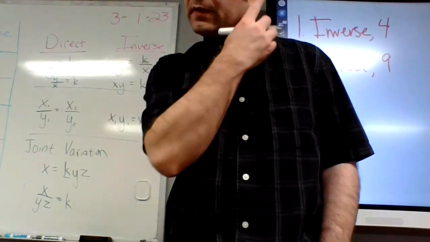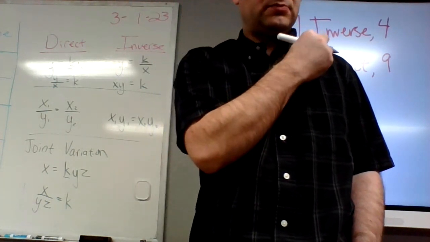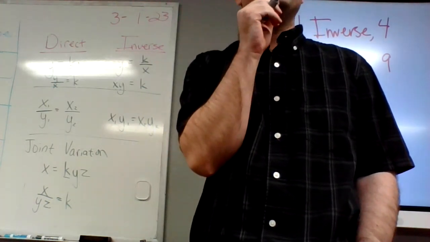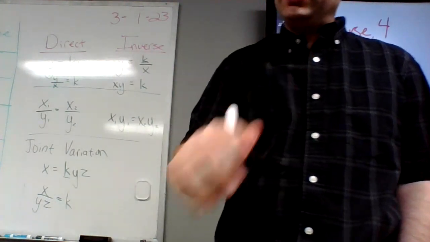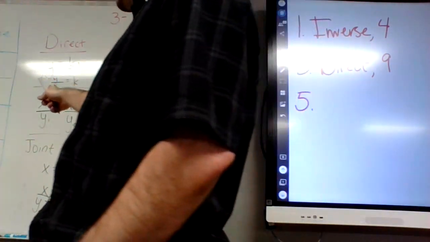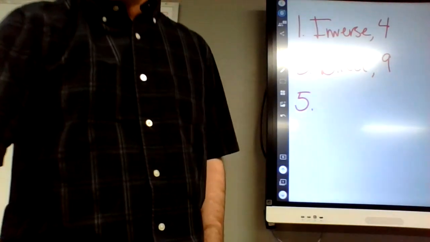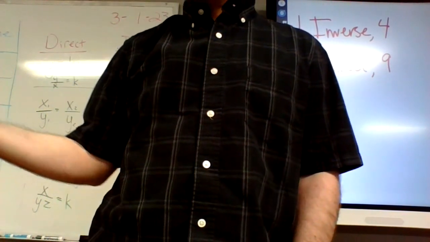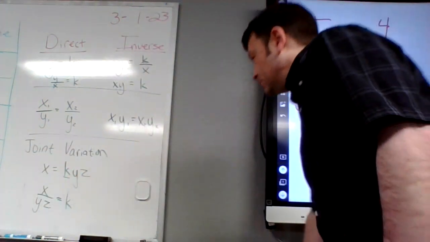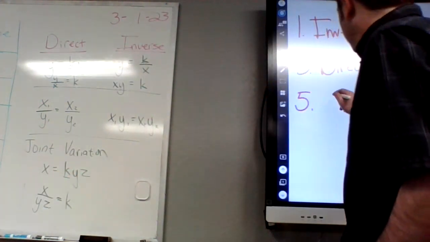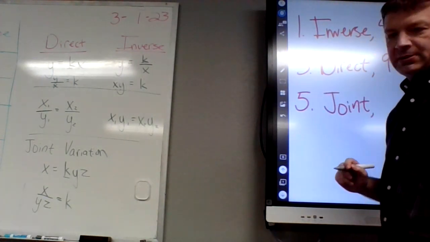Number 5. Volume equals 1/3 base times height. Do you guys remember that formula? It's the volume of a pyramid formula. Anyways, the volume is based on 2 variables, B and H. So what kind of variation is that? That's joint variation. And the constant is 1/3.